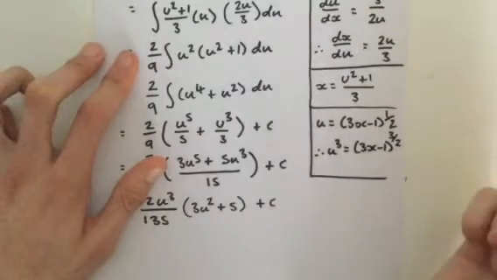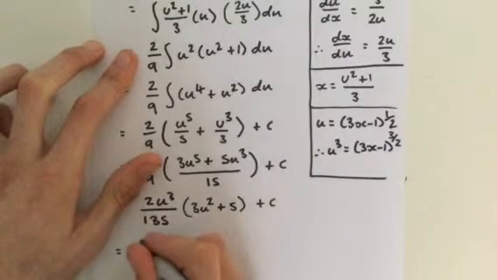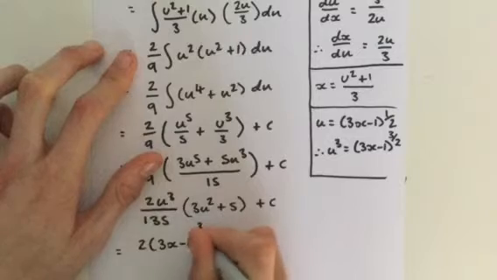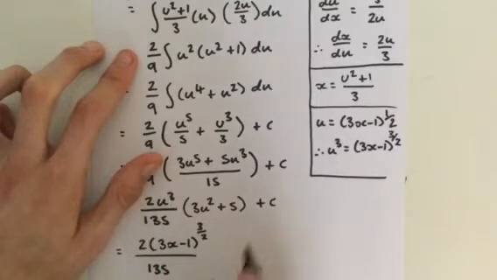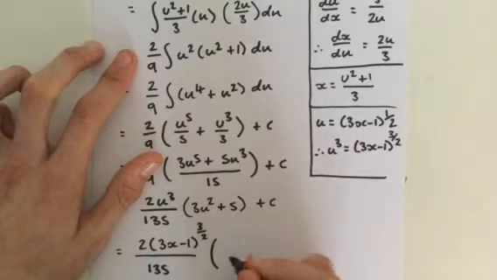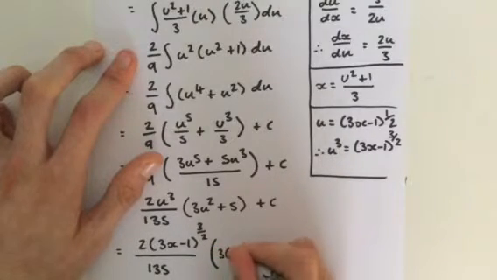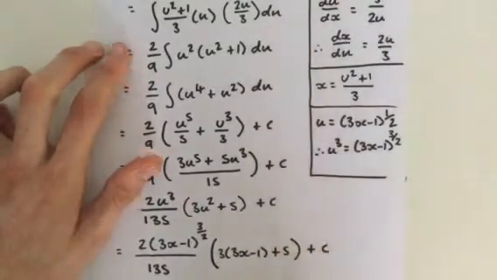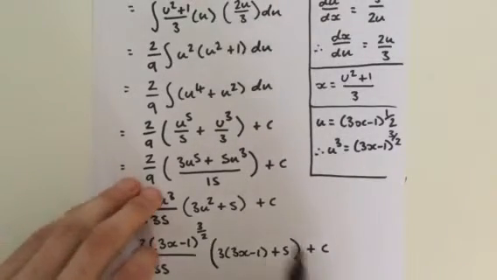3 over 2. Alright, so this expression now becomes 2 multiplied by 3x minus 1 to the power 3 over 2 divided by 135. And now we're going to multiply that by 3 times u squared. So that's going to be 3 multiplied by 3x minus 1 plus 5 plus c. Okay, and so there's your answer. Of course you could expand this and that'll give you 9x plus 2 altogether. Alright, so let's do another example.